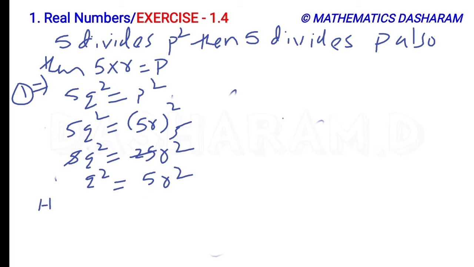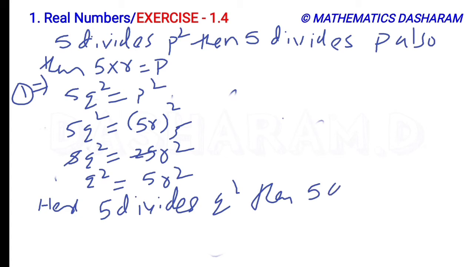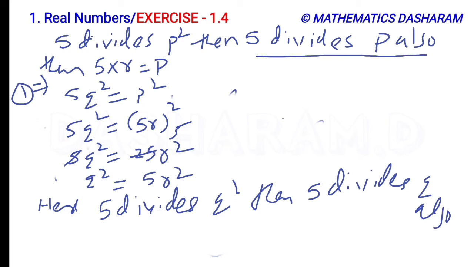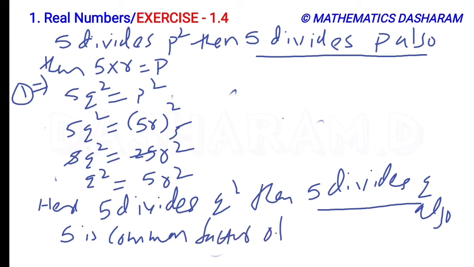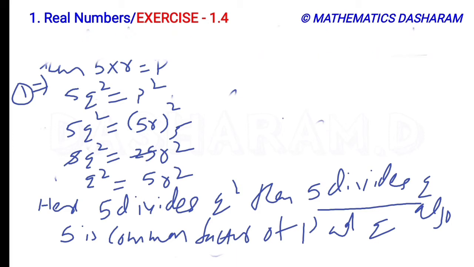So that means 5 divides q². Then by the same theorem, 5 divides q also. So then what happened here? 5 divides p, and 5 divides q. So that means 5 is a common factor of p and q. But we assumed that p and q are co-prime numbers at the beginning, that means no common factors except 1. So that is why our assumption is wrong.